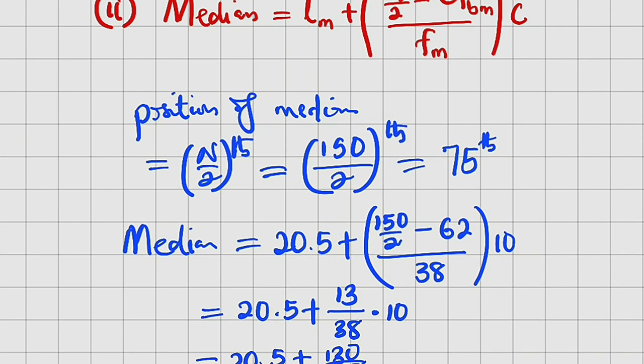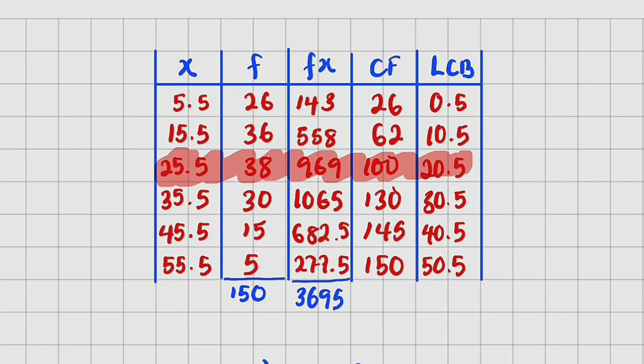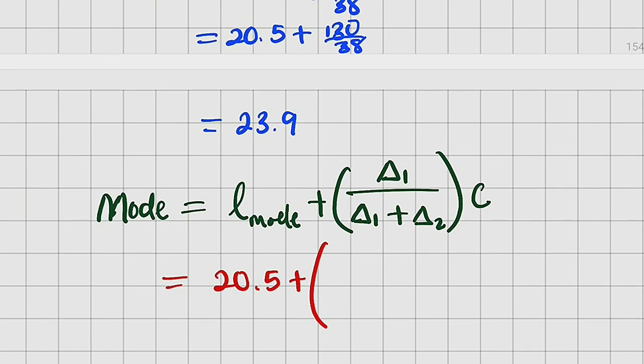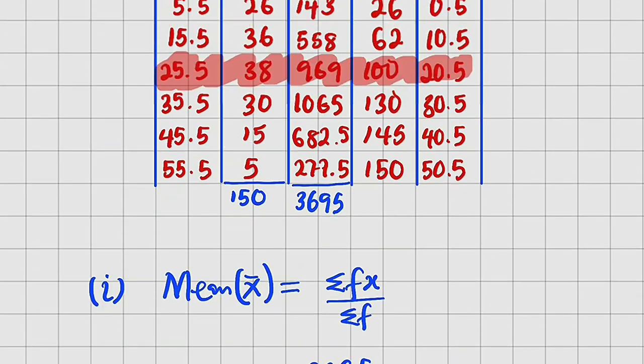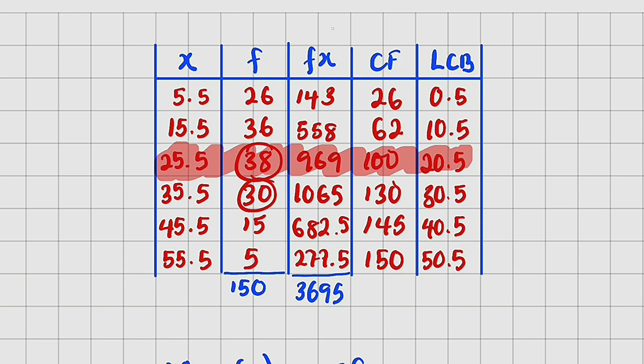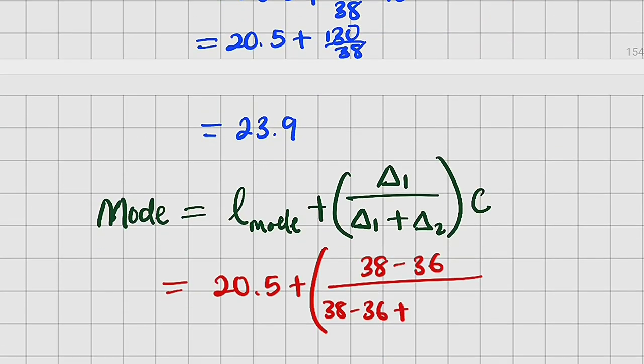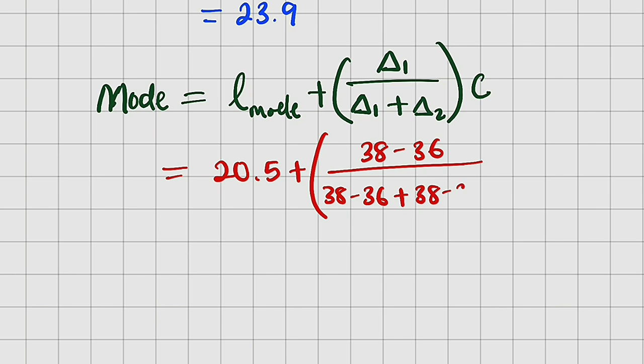frequency of the modal class minus the frequency before the modal class. That is 38 minus 36. 38 minus 36 divided by the same thing with this one, right? 38 minus 36 plus this one is the frequency of the modal class minus the frequency after the modal class, which is what? 38 minus 30. 38 minus 30 multiplied by 10.